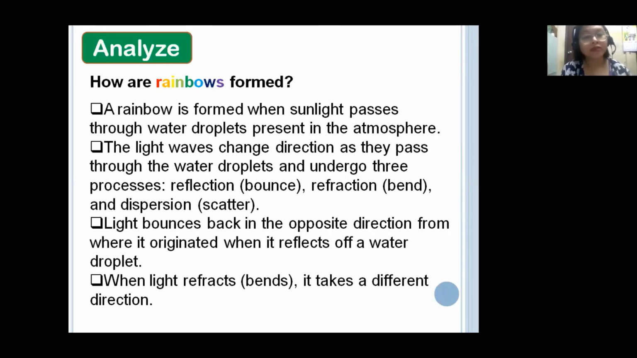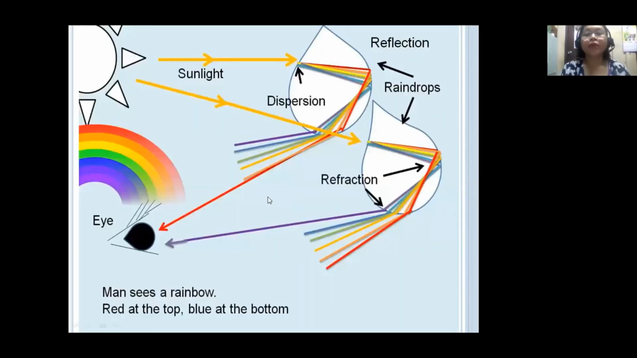Then light bounces back in the opposite direction from where it originated when it reflects off a water droplet. Then light refracts, bends, and it takes a different direction. Okay? How does it sound? Okay, let's have a look at this photo. Okay, so this basically summarizes the process, okay, from the sun.